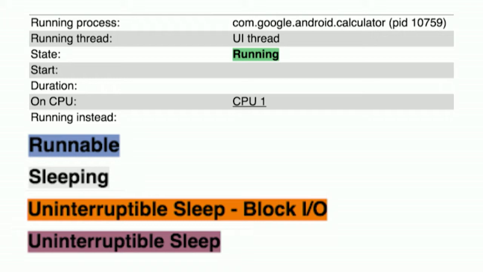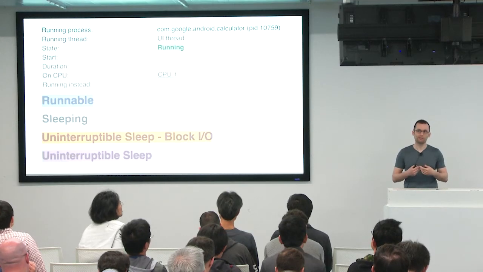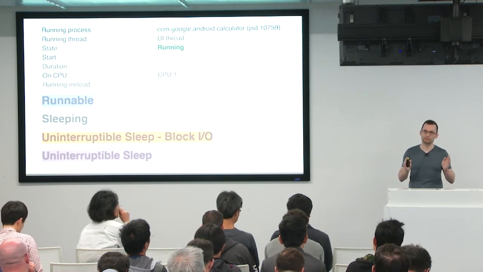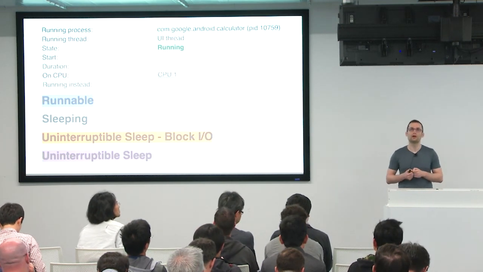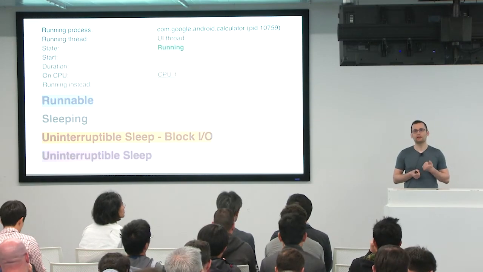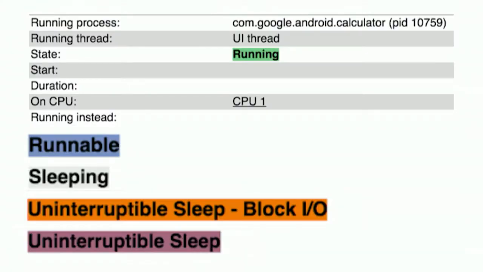The last 2 are kinds of sleep inside the kernel. The orange is uninterruptible sleep in block I/O, which means you are waiting on disk. So if you see that a lot, it means you are loading a ton of data from disk, and maybe you shouldn't do that. The last one, red, is uninterruptible sleep. This means you are blocked somewhere else in the kernel. It's probably not I/O. It's probably related to memory management, because we do see that the vast majority of time in uninterruptible sleep is actually because of memory management.